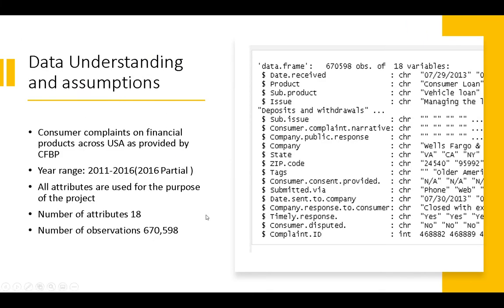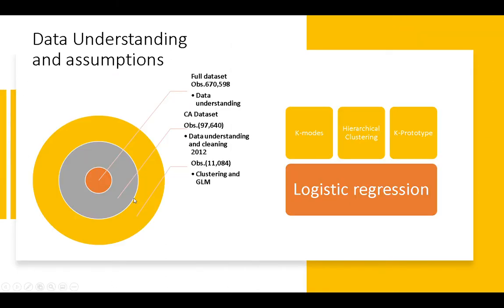So a quick understanding about the data set. The data set is huge. It contains 670,598 observations, and it's issued by the CFPB in the US. The years for the complaints inside the data set are from 2011 up to 2016, partial, not complete 2016. The number of attributes is 18.